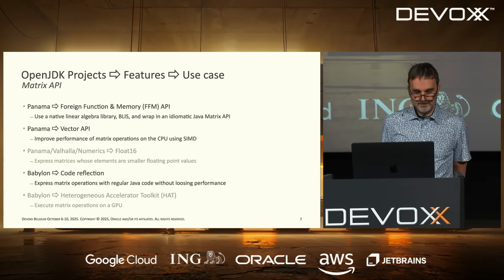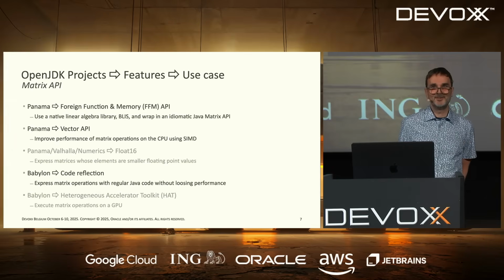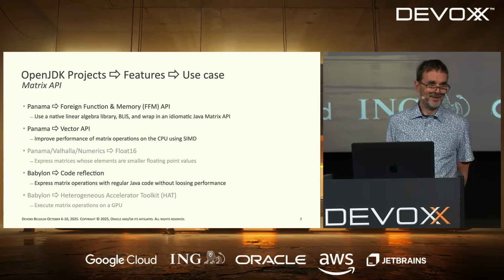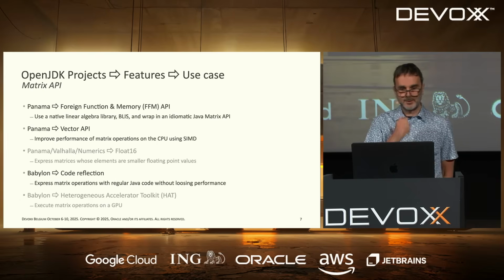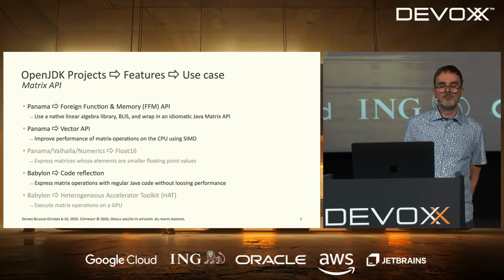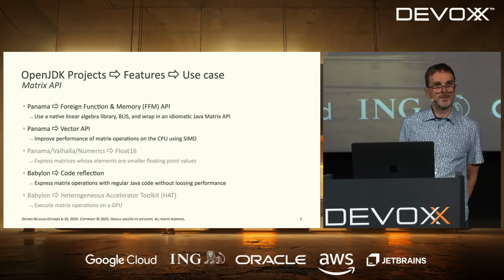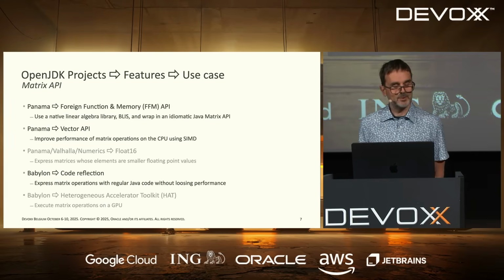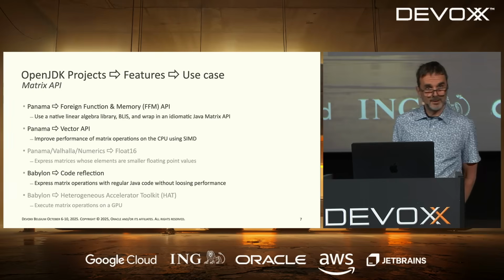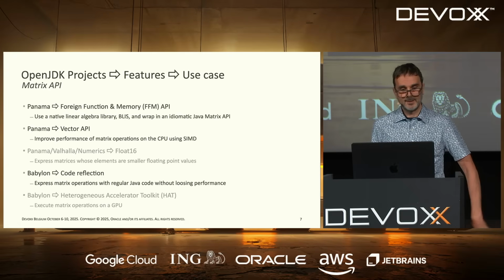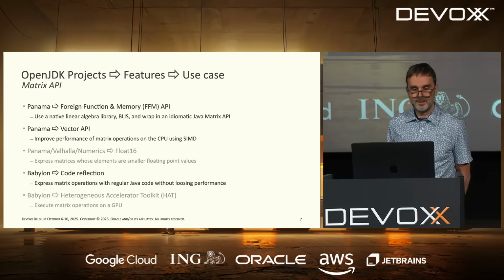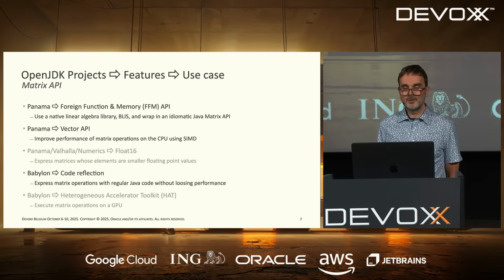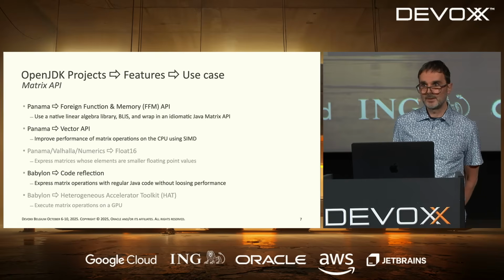Now, the problem is I have far too many slides for 50 minutes, so I'm going to probably have to skip some interesting points in this narrative. We'll see how fast I go. I'm probably going to have to skip the descriptions around the float 16 support we've added and skip the descriptions about the heterogeneous accelerator toolkit, which was talked about yesterday by Anna and Liz. And I'll focus on Babylon and code reflection and describe how we can express matrix operations using regular Java code without losing performance. If I get time, I will dive into one of these other topics as well.